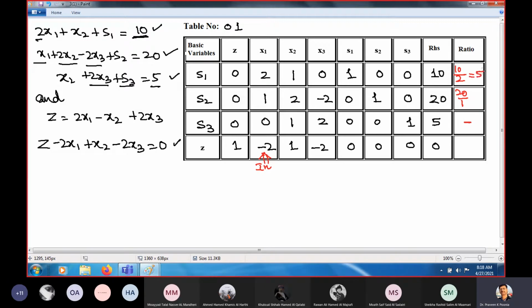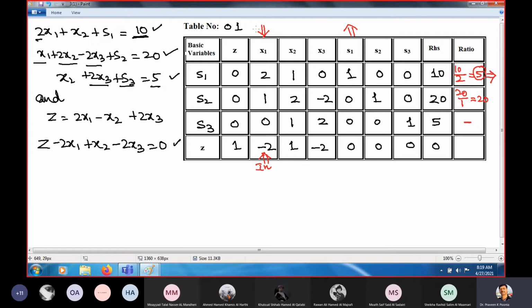10 divided by 2 is 5. 20 divided by 1 is 20. Now what is the minimum number? The minimum number is 5. So this is out. And what is this? S1. So S1 will be out, and X1 will be in. This you need to find out. This is step number 2.